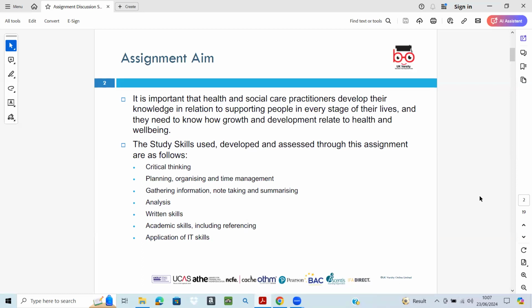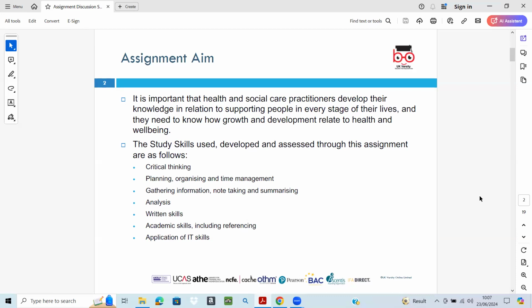Then we have gathering information, note taking, and summarizing. These skills are vital for staying informed about best practices, new research, and individual service user needs. We need proper documentation through note taking, which ensures accurate record keeping and aids in summarizing key information for efficient communication.